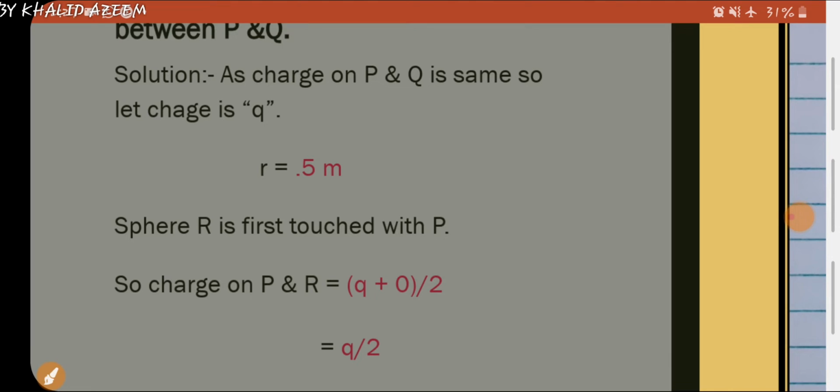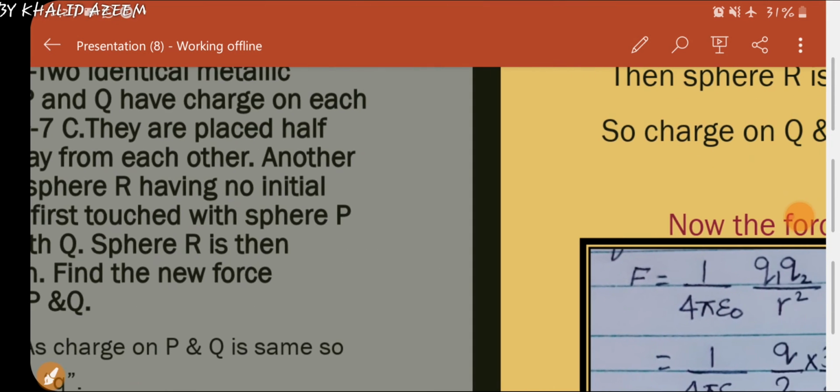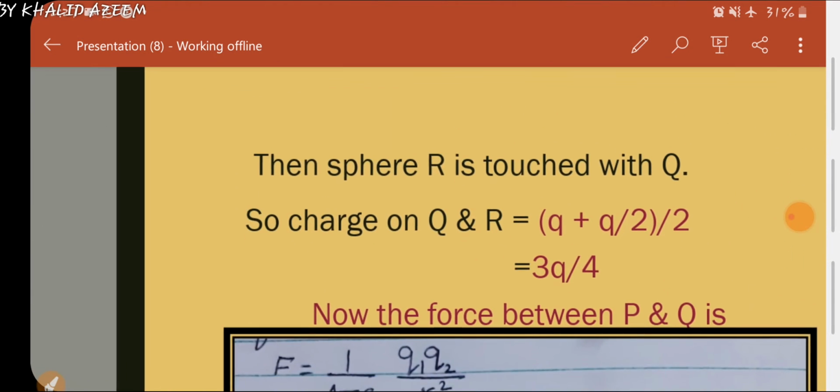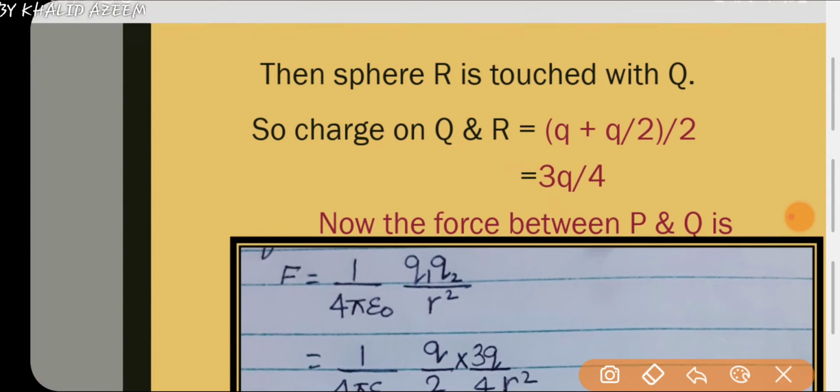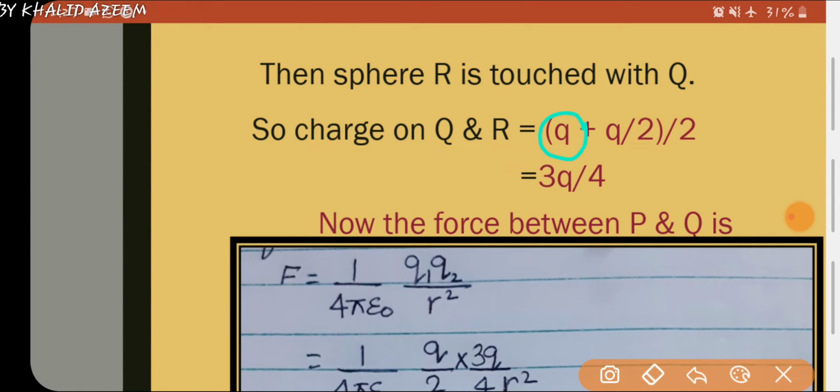Similarly, sphere R is then touched with Q. So the charge on Q and R becomes Q plus Q by 2. Q is the charge on sphere Q and Q by 2 is on sphere R. So when we add Q and Q by 2, it gives 3Q by 2, and this divided by 2 gives 4 in the denominator. So the final charge will be 3Q by 4.